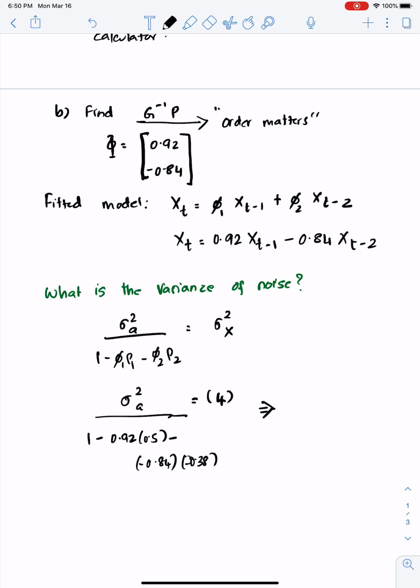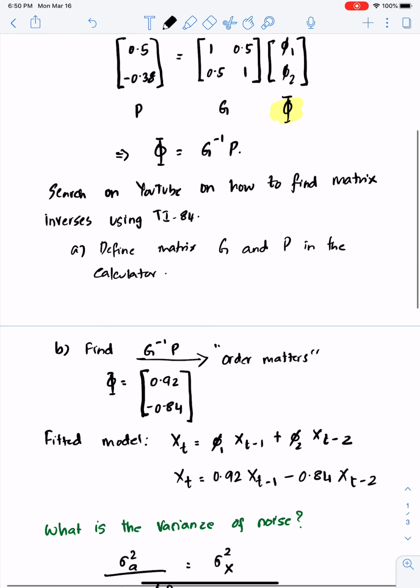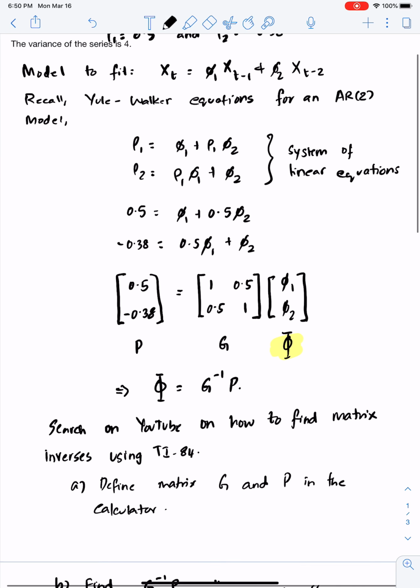So a little bit of algebraic magic, and you have 4 times 0.2208, which is 0.8832. So this is a very simple example of an AR2 model.